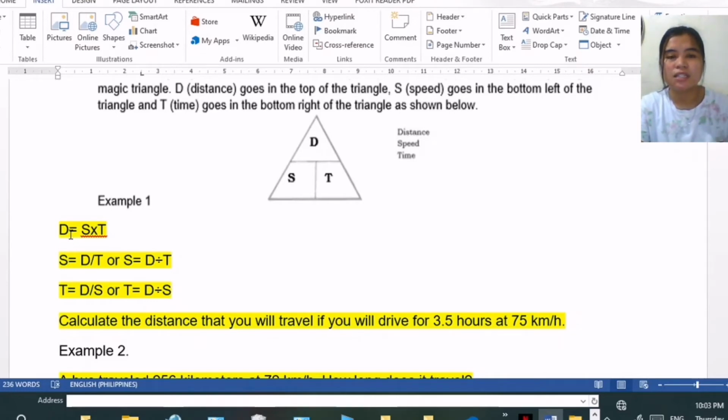Kapag distance ang hinahanap, you are going to multiply the speed and then the time. Kapag naman ang hinahanap ay speed, you are going to divide the distance and then the time. Kapag time naman ang hinahanap, you are going to divide the distance and then the speed. Okay po?